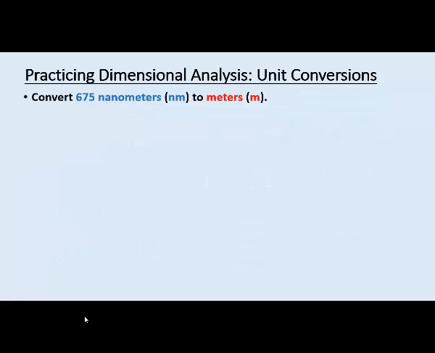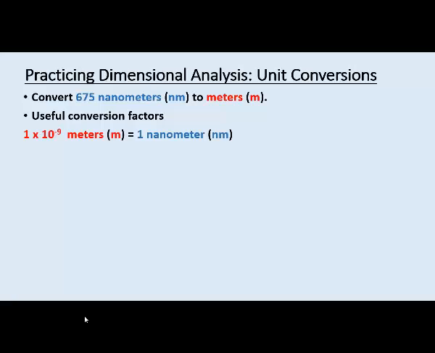Now let's try converting in the metric system. Let's convert 675 nanometers to meters. So I need to be comfortable with what the nanometer prefix means with respect to the base unit of meters. So the conversion factor I should use would be that 1 times 10 to the negative 9 meters would be 1 nanometer. Okay, so I should recognize that from knowing nano for my metric system prefixes.